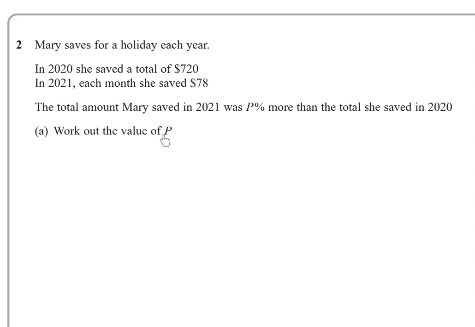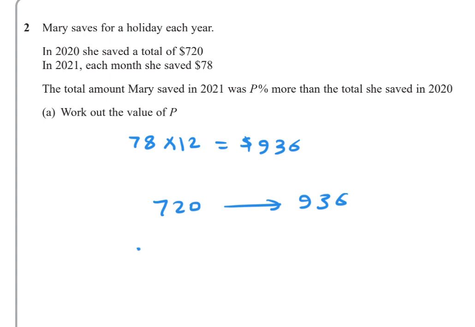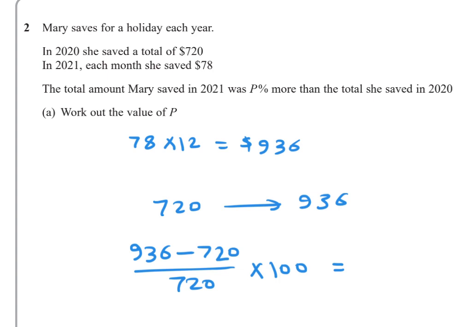So we need to find the total amount in 2021. So multiply 78 by 12 equals $936. Now to find the percentage increase. It was 720 and becomes 936. To find the percentage increase, subtract 936 minus 720 over the original, which is 720, times 100 equals 30. So B equals 30.